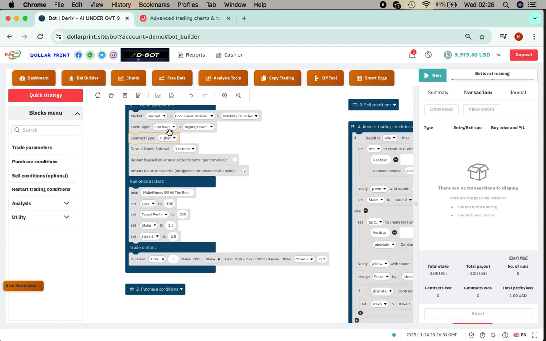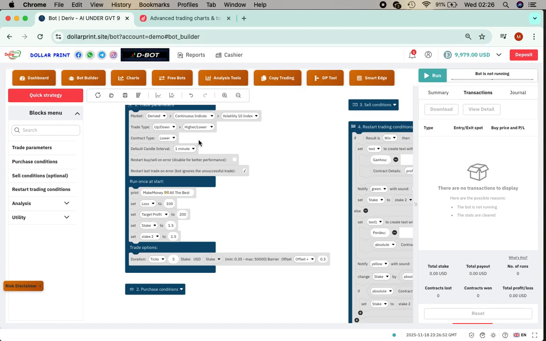So if you switch to lower, if you want to run lower, ensure the offset is positive. Do not forget that, guys. So that's the main thing you need to do. The other thing on this part is the risk management part.